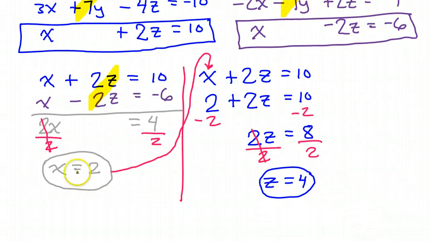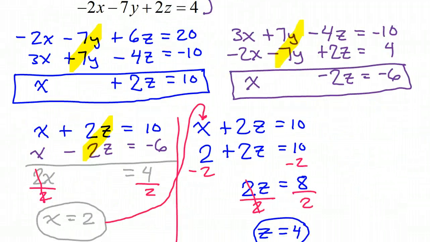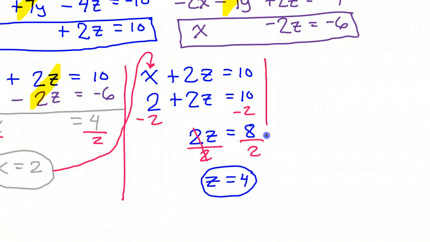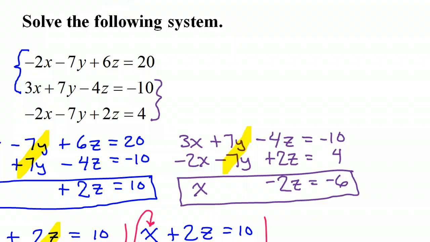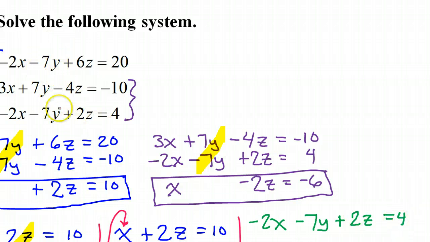Alright, check it out. So now I have x and z. So all I need is y. To find y, I will go back to one of the 3 original equations. I'll just use the bottom one. The bottom equation: negative 2x minus 7y plus 2z equals 4. I could have used any of these 3 equations. I just picked the bottom one. It has the smallest number, so why not?